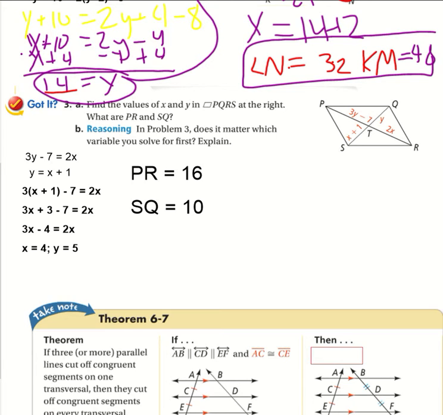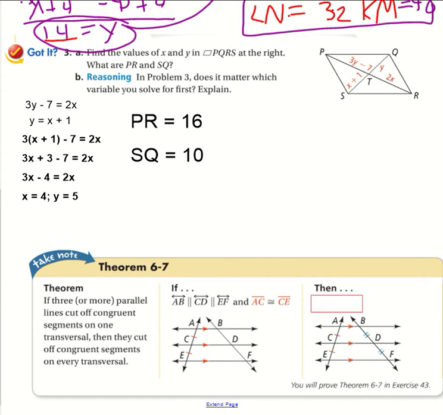If you think about part B, it says in problem 3, it doesn't matter which variable you solve for first. Technically it doesn't, but there is always something that's easier to do, because the second linear equation we wrote was already solved for y. It's easier to plug that in for y and solve for x to start off with. So it doesn't matter which variable you solve for first, but sometimes the equation is more set up to solve for one first. So we've got a little bit more to get through.